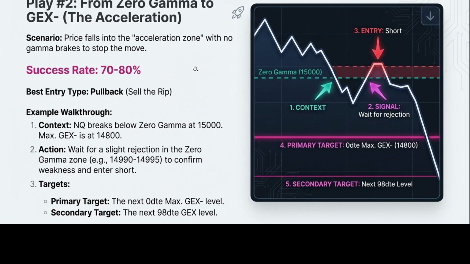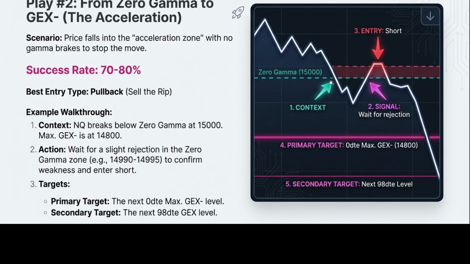Play 2 is when price goes from zero gamma to the acceleration zone, between zero gamma and the maximum negative gamma, as in these pictures I explained here. In this case, the price falls into the acceleration zone with no gamma breaker to stop the move. Here, the success rate is similar to play 1, 70 to 80%. The best entry here is to take a pullback.